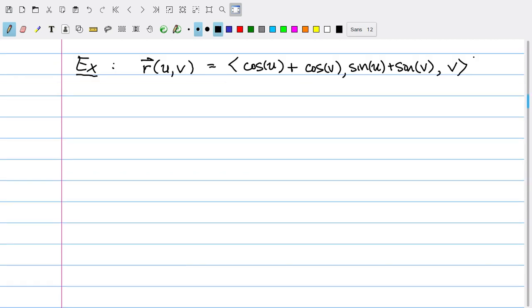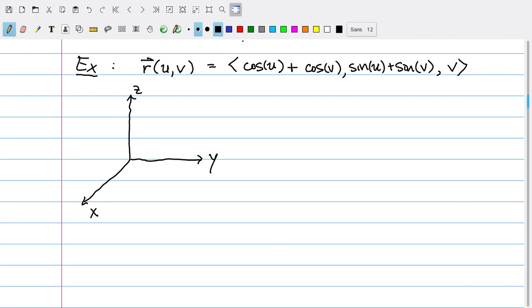As a third example, let's think about the parametric equation describing a surface given by cosine u plus cosine v, sine u plus sine v, and v. Let's try to plot this. This time it's harder to get an equation that describes a relationship between x, y, and z in a shape that we're familiar with. In fact, this is because the shape that we're going to make is not one of the shapes that we are familiar with.